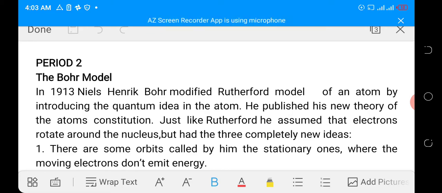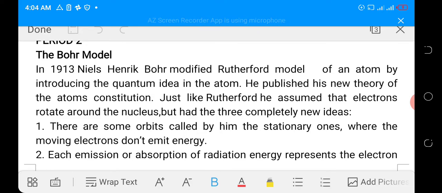In 1913, Niels Erik Bohr modified Rutherford model of an atom by introducing the quantum idea in the atom. He published his new theory of the atom's constitution. And just like Rutherford, he assumed that electrons rotate around the nucleus. But Bohr had three completely new ideas. Let's look at these new ideas one after the other. Number one, there are some orbits called by him the stationary ones, where the moving electrons don't emit energy.